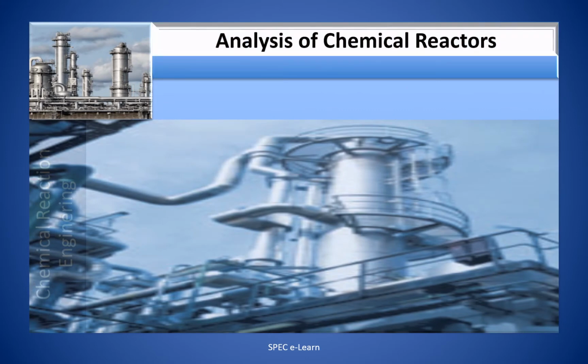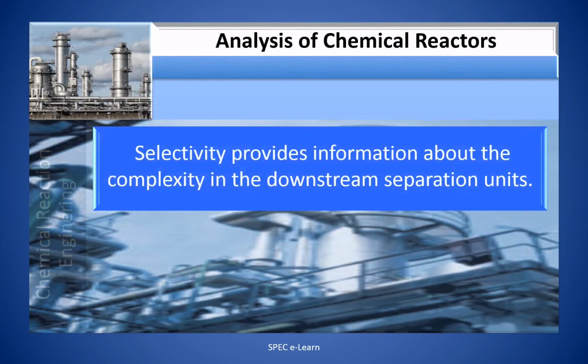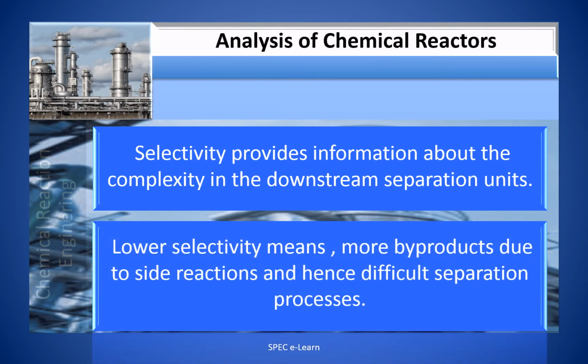Selectivity based on products is generally used for analyzing reactor performance. So do not confuse the definitions. It is only to understand the terminology in different contexts, which will help us to understand the process better. Selectivity provides information about the complexity in the downstream separation units. Lower selectivity means more byproducts due to side reactions, hence difficult separation processes.